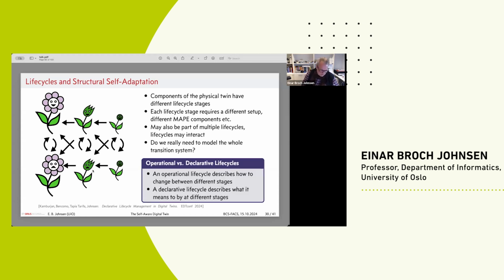So what we're going to do is exploit the knowledge graph for this purpose. Instead of describing or formalizing the transitions in this complex transition system, we are going to take a completely declarative approach to these life cycles, which means that we don't try to describe, maybe we don't even know, why the plant suddenly gets sick, but we try to describe what it means for the plant to be sick, or healthy, or a seedling. So we try to describe what it means to be in a particular stage, rather than how we get to a particular stage.